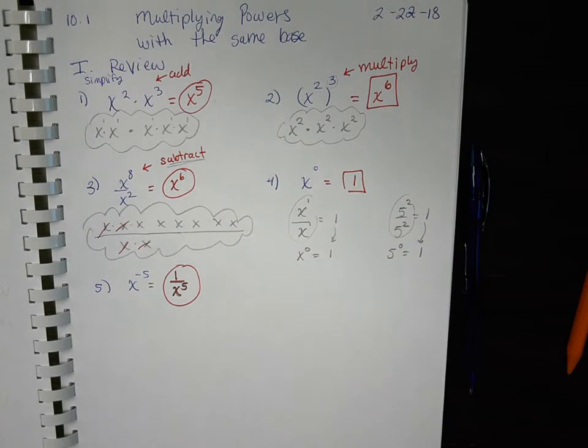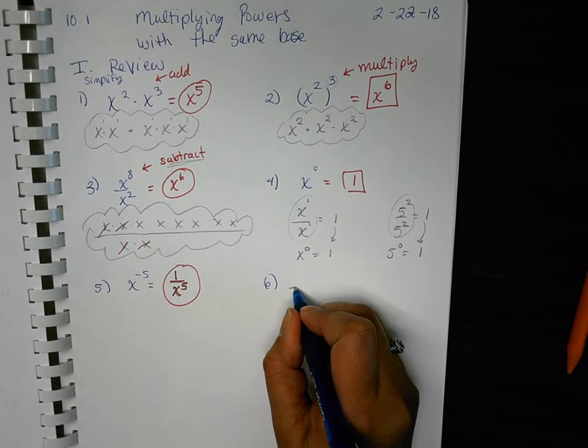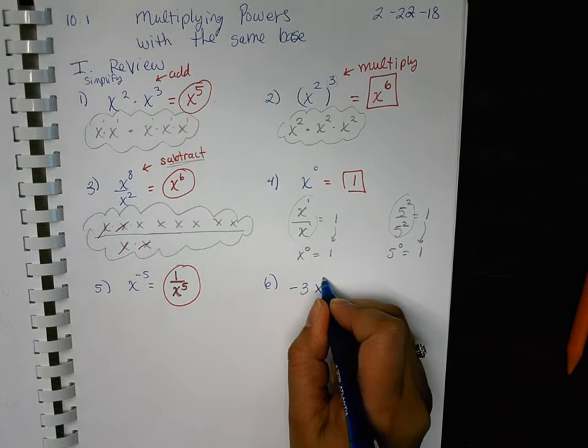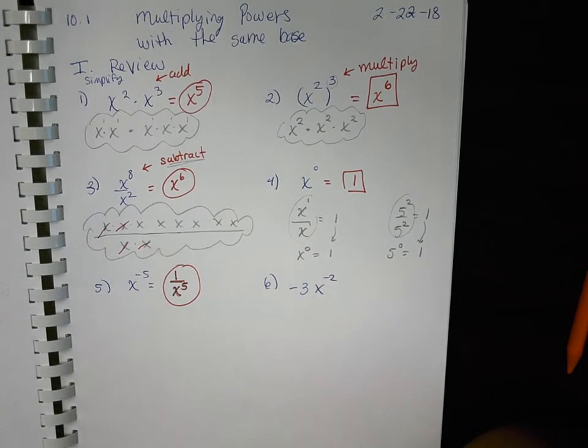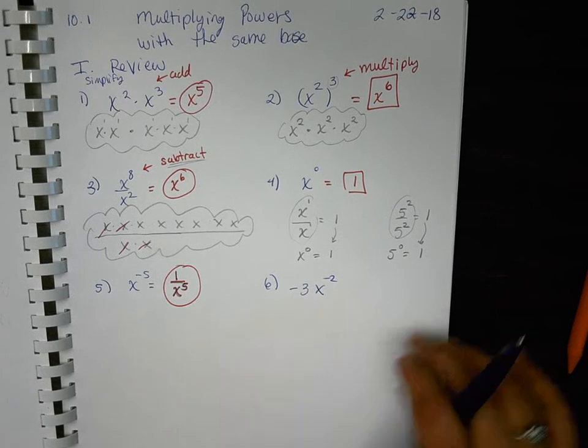Okay, and the last one in the review section, number 6. This is similar to number 5. So this goes back to the question, Allison, was it you that asked earlier about do you always put a 1 when it moves? Okay, so this is one where you would not, and I'll show you why. All right.